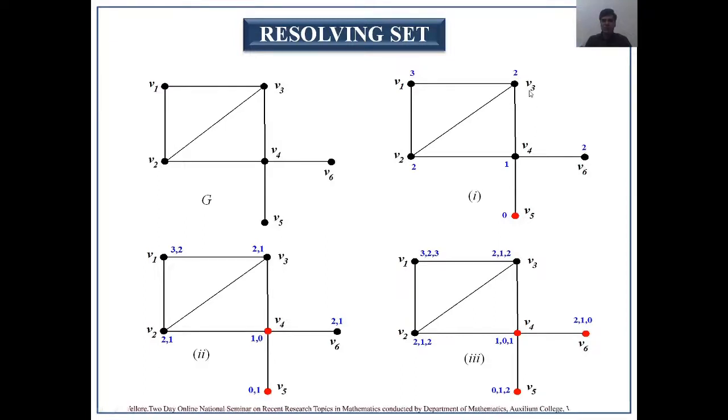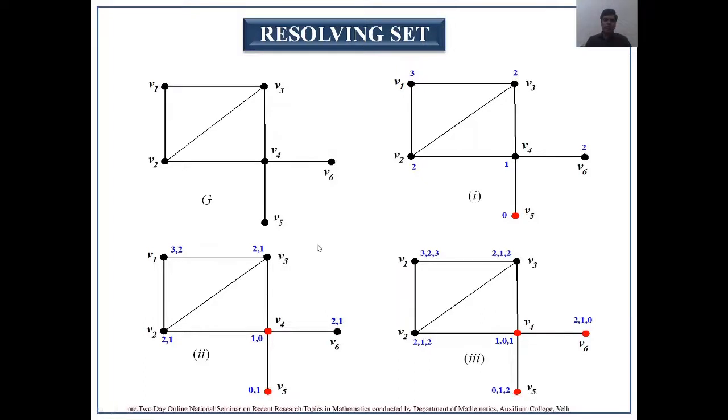Similarly, the distance between V3 and V5 is 2, the distance between V2 and V5 is 2, and the distance between V1 and V5 is 3. Now look here: these vertices V2, V3 and also V6 have the same representation. Therefore, this set W is not a resolving set.